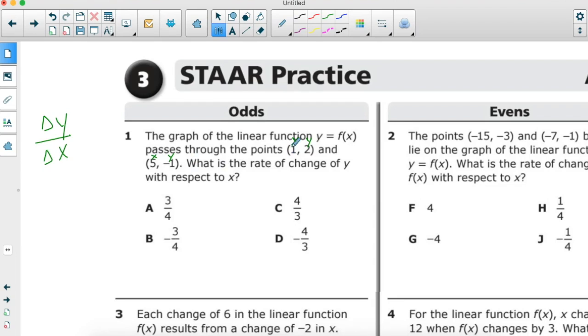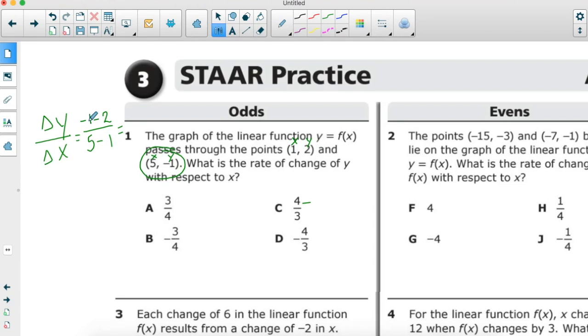Because we're looking for the change in y in the numerator, you're going to pick one point, and that's going to be your starting point. Okay, so let's say that I picked this one to be my starting point. Well, I'm going to start with y, which is negative 1, and I'm going to find the change. That means I'm going to subtract the other y, which is 2, over the change in x. The change in x here is going to be 5 minus this x, which is 1.